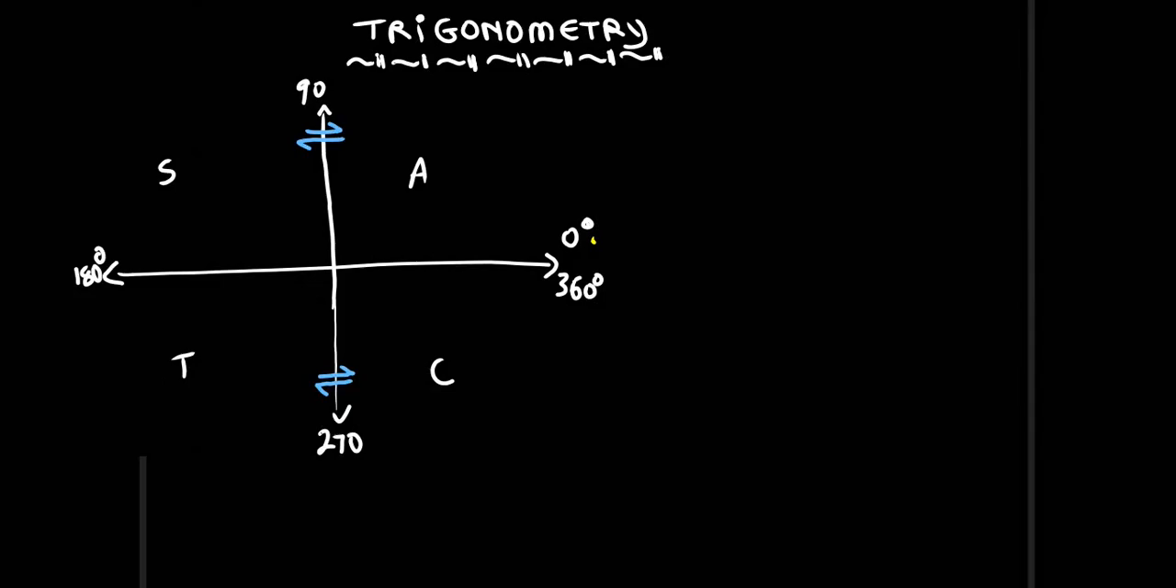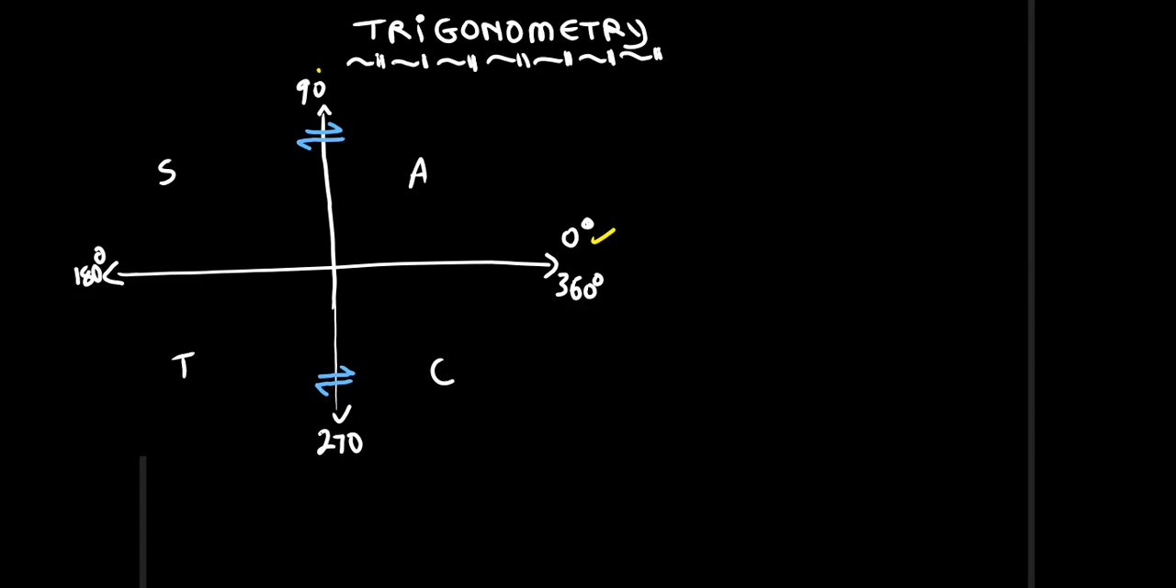Okay, so before we start simplifying and everything else, I would like us to start by understanding this diagram here. We call it the CAST diagram. As you can see, we have 0. Our diagram, or our Cartesian plane, starts from 0, goes to 90 degrees, 180 degrees, 270 degrees, and then it ends at 360 degrees. So we have A here, we have S here, we have T, and we have C.